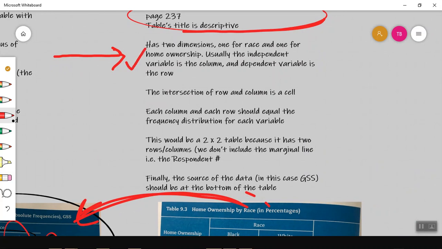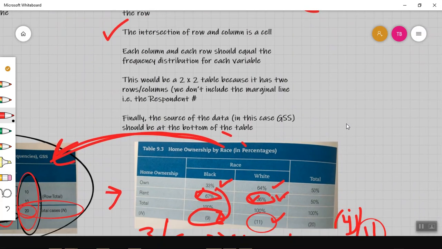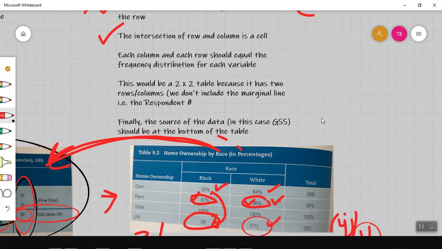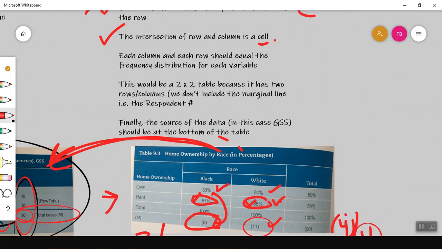So this is just a recap. Each one has 2 dimensions. In this case, as we saw, one was for race and one was for homeownership. So that's the 2 characteristics. The intersection of the row and column is a cell. So we saw each one of these things by definition. A cell refers to each one of these little sections where the row and column intersect.